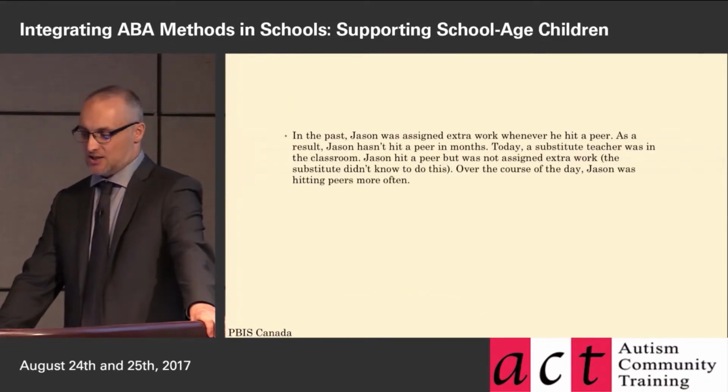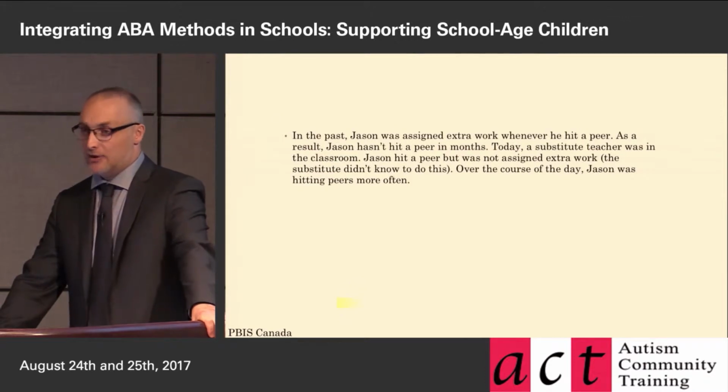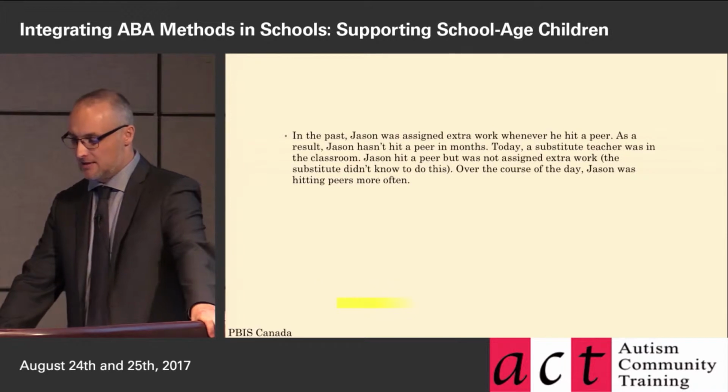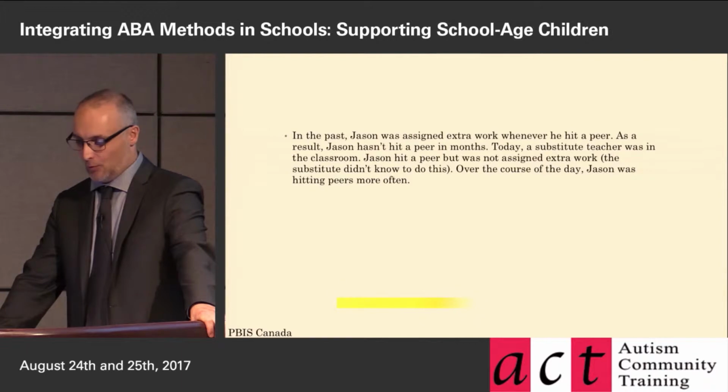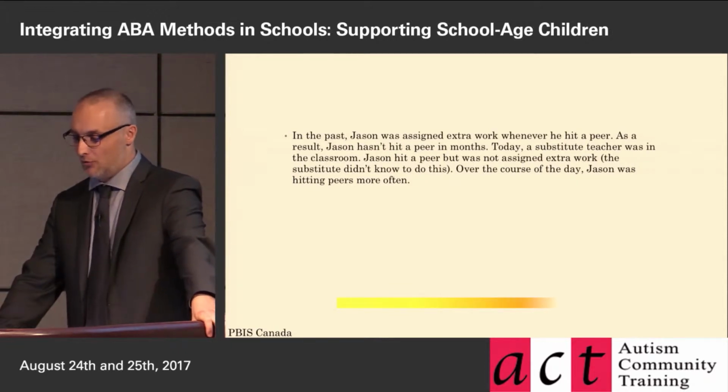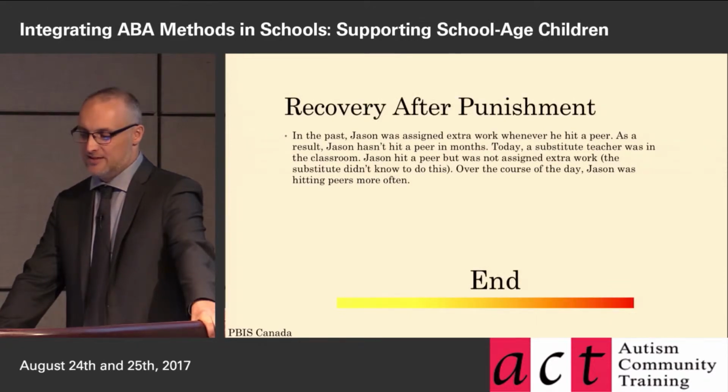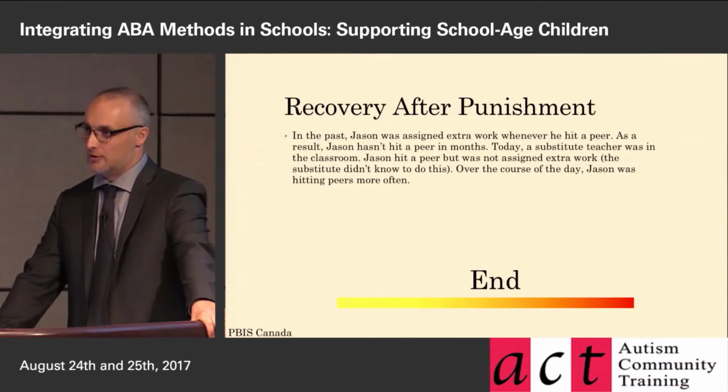In the past, Jason was assigned extra work whenever he hit a peer. As a result, Jason hasn't hit a peer in months. Today, a substitute teacher was in the classroom. Jason hit a peer, but was not assigned extra work because the substitute didn't know to do that. Remember, punishment is person and place specific. Over the course of the day, Jason was hitting peers more often. Recovery after punishment, because the vignette says he was being effectively punished, but the substitute was not delivering the punisher, and so the behavior recovered because of the absence of that program consequence.